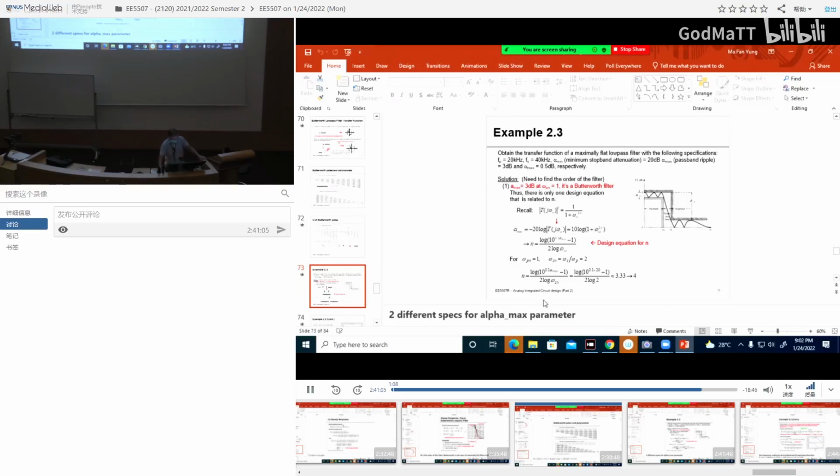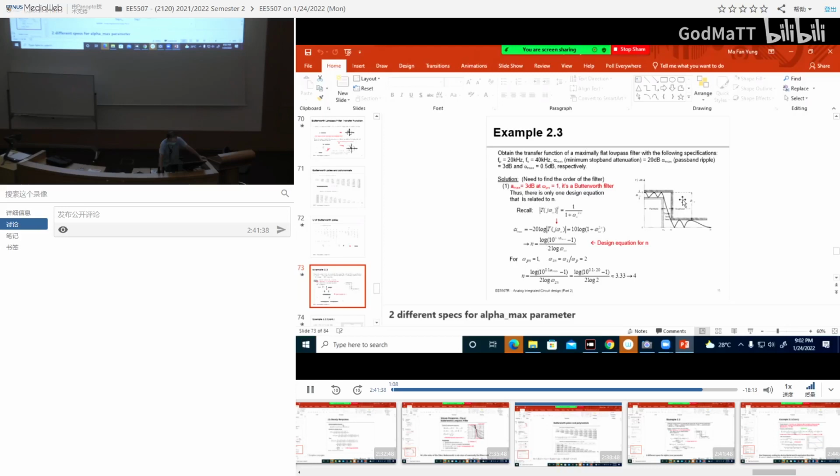So basically we start, right? We know that this is the magnitude function of the Butterworth filter. Very simple, omega over omega n, to the power 2n. So now, if we know that the maximum ripple is this, we can calculate what n is.